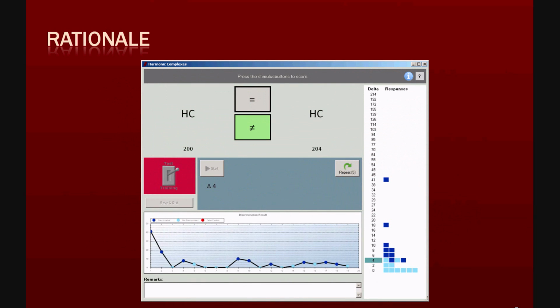As said, two sounds are presented, one of which is the harmonic complex of 200 Hz. The listener should respond equal or different. If the listener discriminates the sounds, delta becomes smaller, and vice versa. Internal controls and stochastic processes improve the test efficacy and accuracy. The graph shows the responses and how the algorithm converges to threshold. The cumulative responses for each delta can be followed on the histogram.